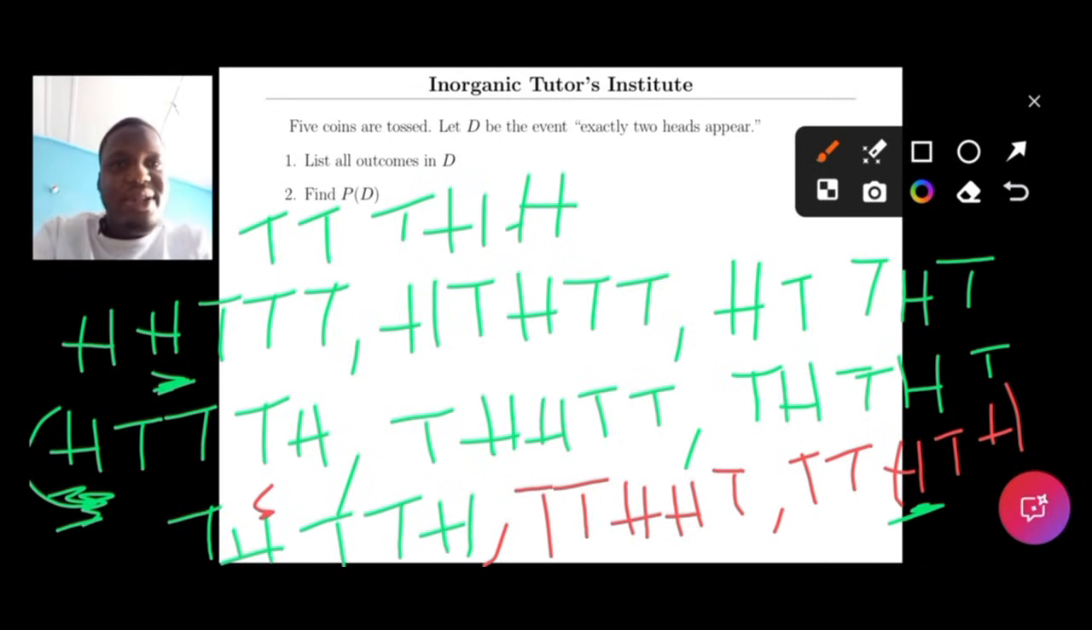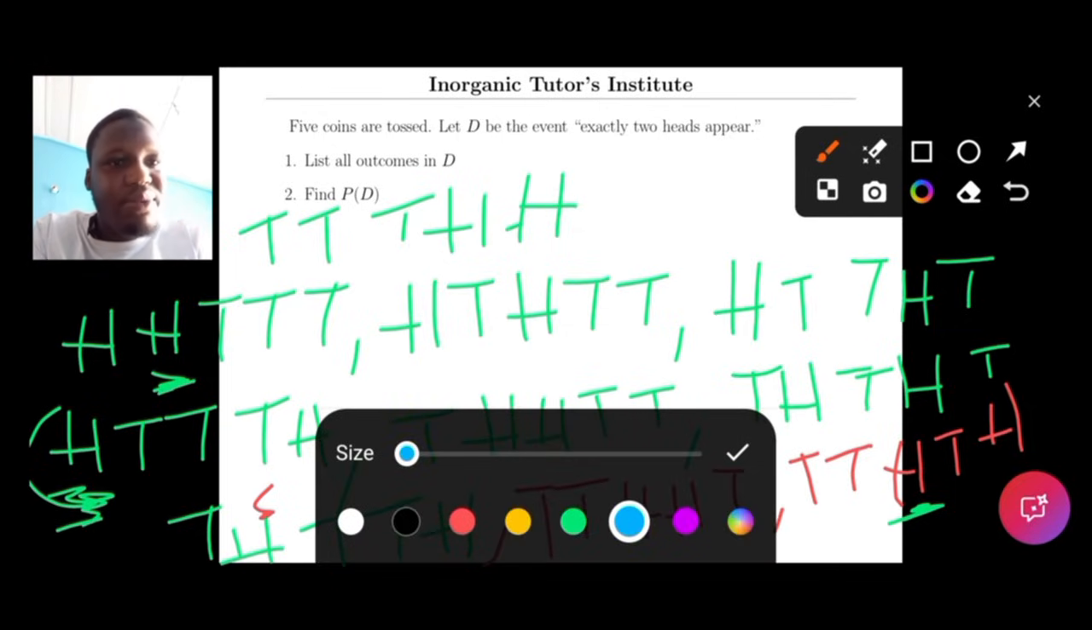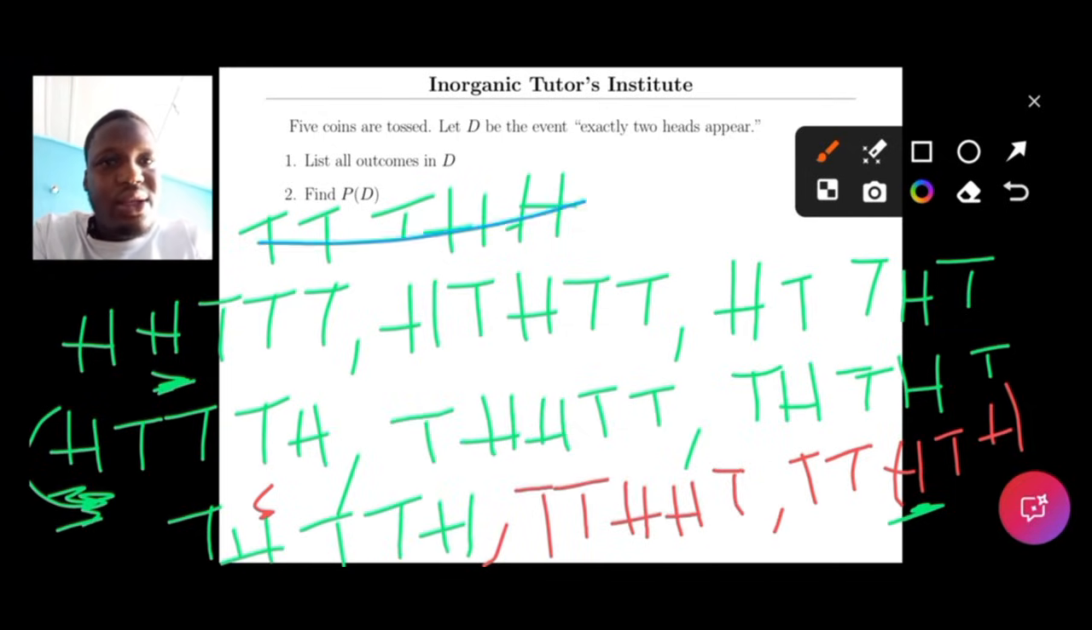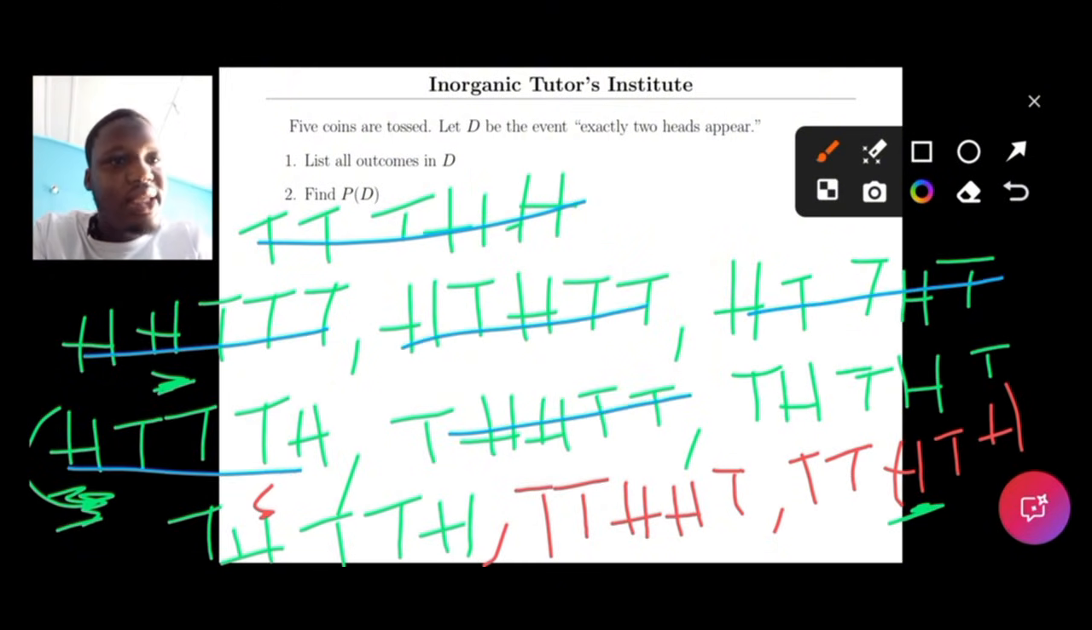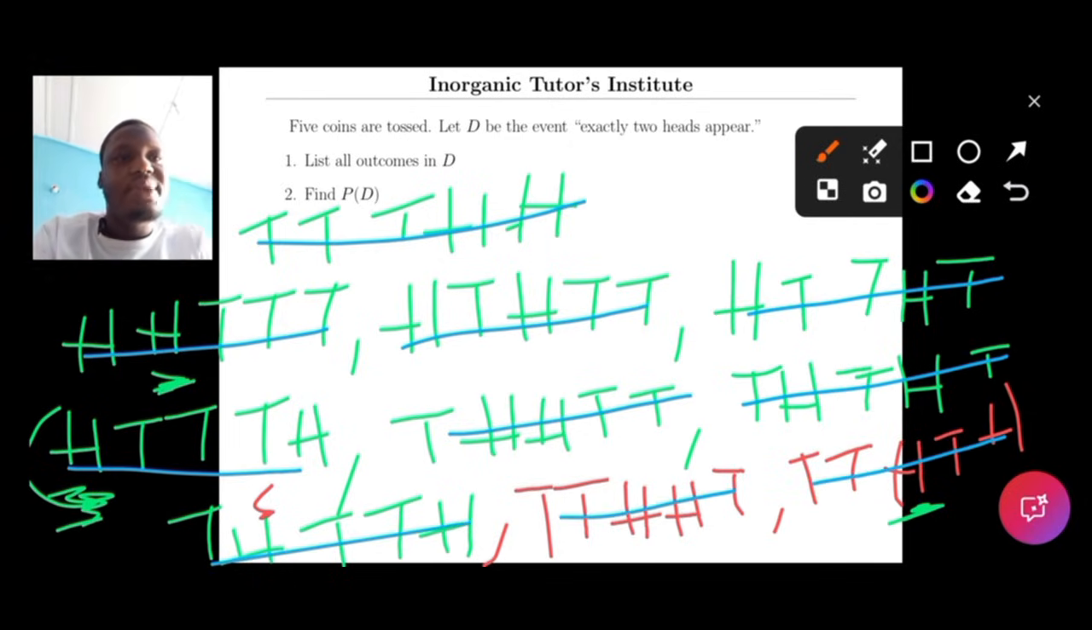So maybe it's good I brought the 5 so that when you meet the 3, it will be simple. Maybe I should also do the 3, but before, let me count this, because we are going to use them. So we have 1, 2, 3, 4, 5, 6, 7, 8, 9, 10. So we have 10 of them.